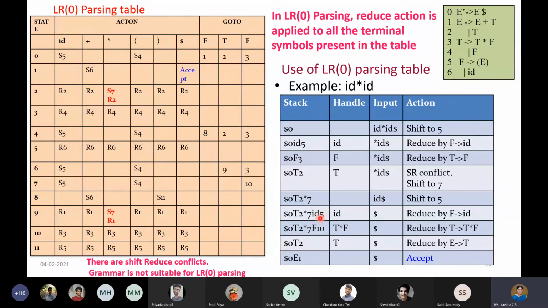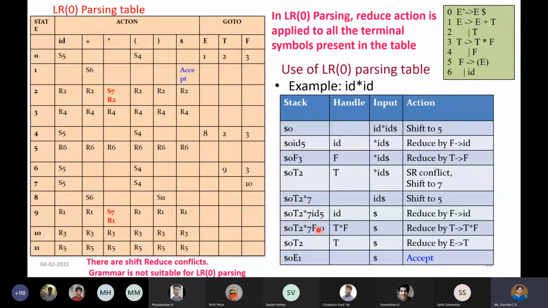Now after popping ID, in place of ID, I should push what? F. Rest all contents is same. Only instead of ID, I have pushed F. After pushing F, then I have to find the next state. So how do I find the next state? You see the previous state. Previous state is what? 7. At 7 on F, it is 10. So you're going to maintain the state number 10.